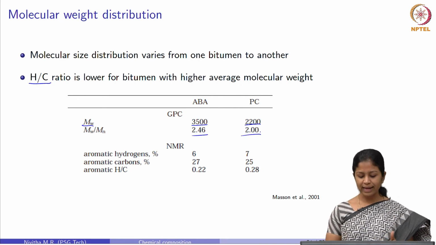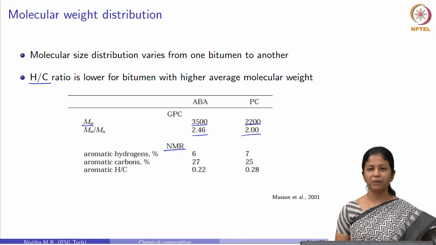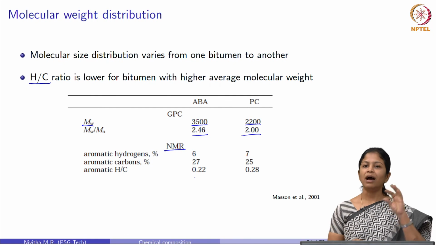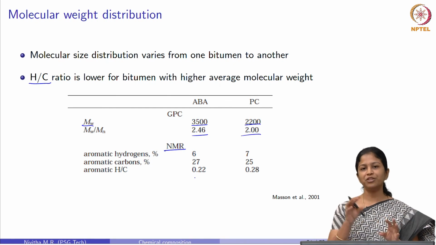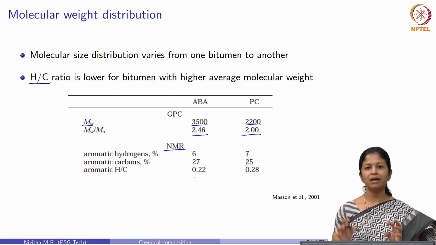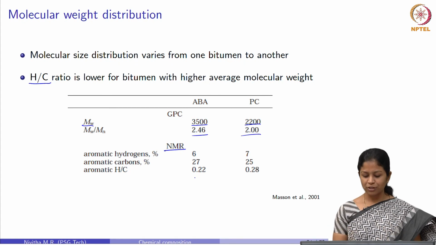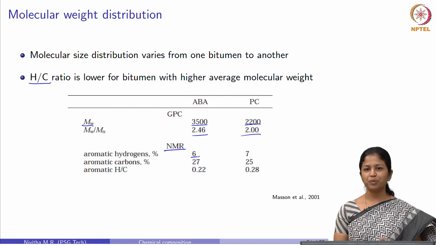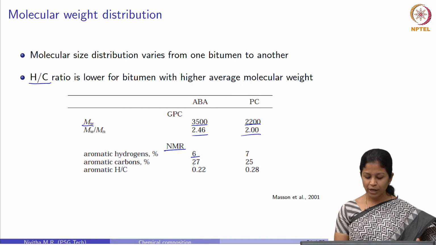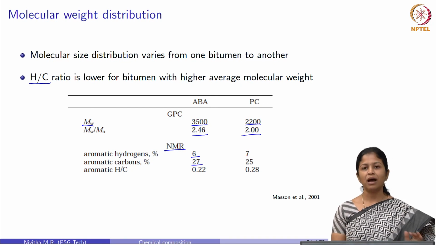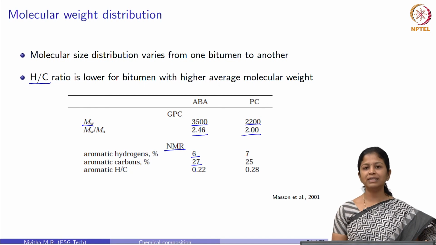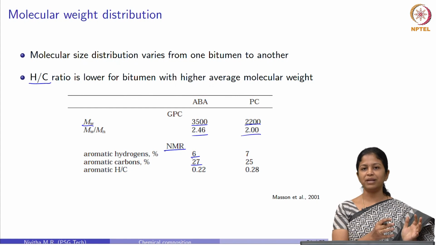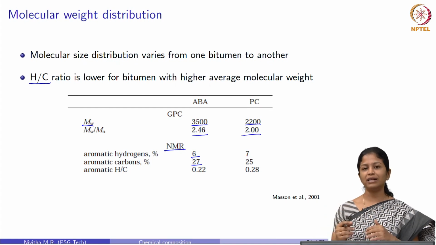And there is another technique, which is NMR spectroscopy, which can tell us how much of the hydrogen content is present in aromatic molecules and how much of the hydrogen content is present in aliphatic molecules. So, this says 6% of hydrogen in bitumen ABA is present as aromatic hydrogen and 27% is present as aromatic carbon. So, this will tell us the percentage of aromatic components and the percentage of aliphatic components which are present in bitumen.